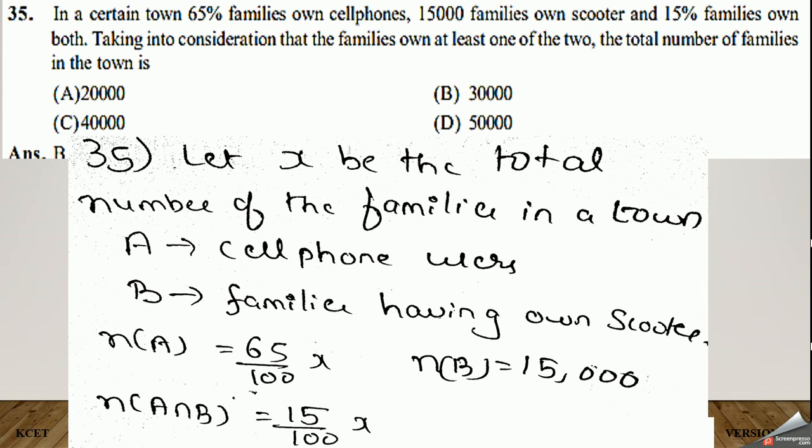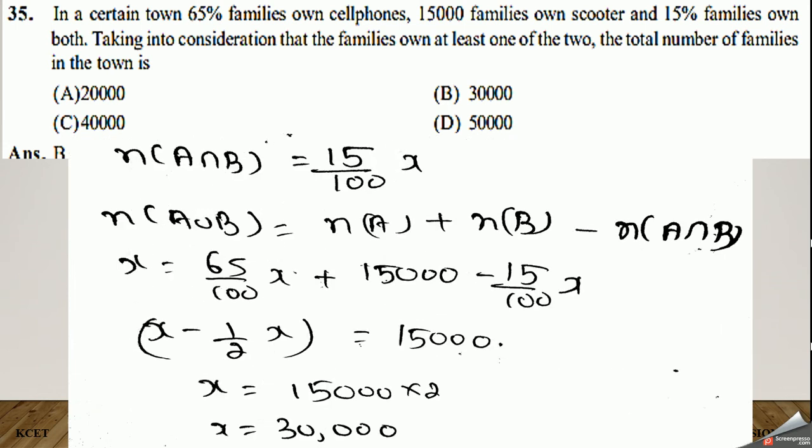I'm going to find out at least one of two, minimum one, maximum two, which is given by N of A union B equals N of A plus N of B minus N of A intersection B. We have all the values. I have considered union as X because already they have told that taking into consideration the family own at least one of the two. Substituting the values, rearranging, we are going to get the value of X as 30,000. That is, the number of families in the town is 30,000. Option B is the answer.